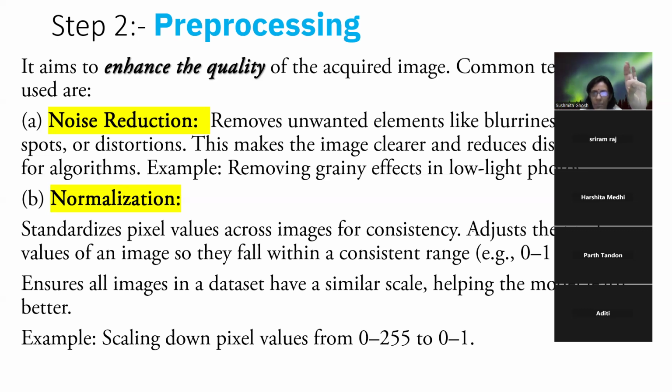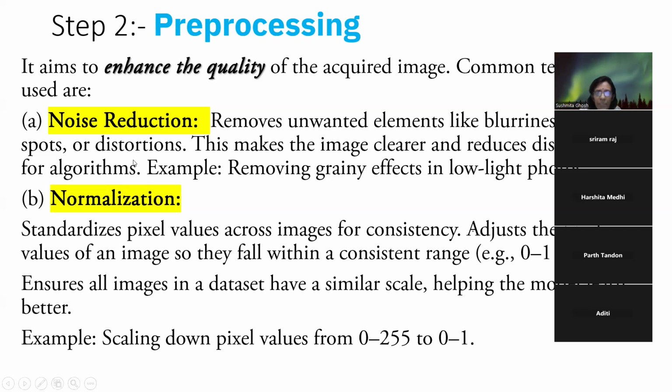Let's not keep it 0.5, 0.75, 0.6, simple. If it is more than 0.5, make it 1, if it is less than 0.5, make it 0. So you are normalizing it. You're putting it on a similar scale. From 0 to 255, you have scaled down to 0 to 1, right? That is also being done. And it is easier for the systems to work on that data.